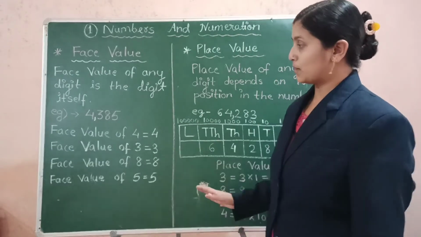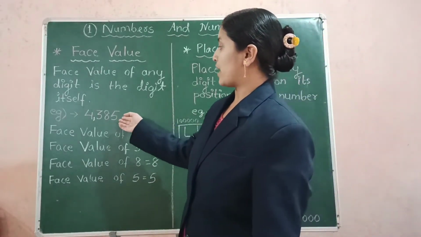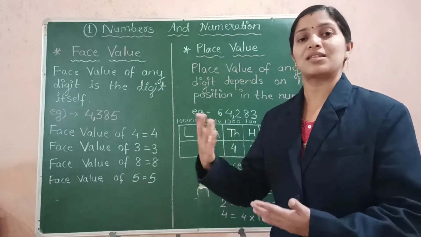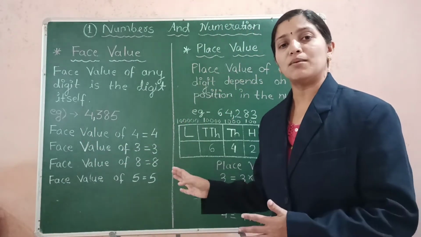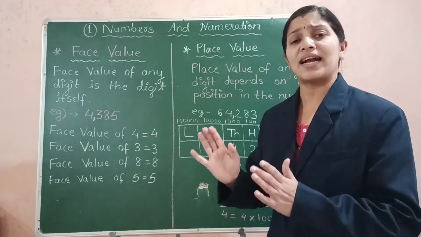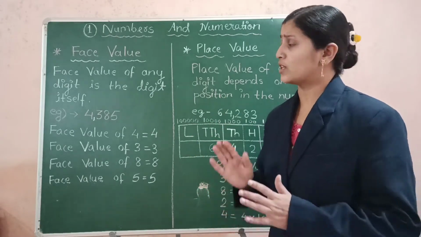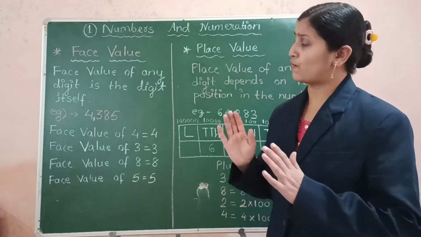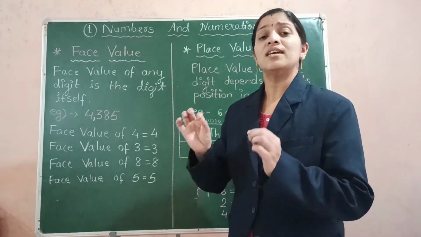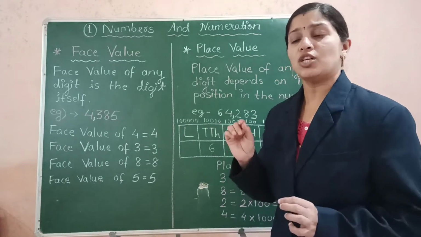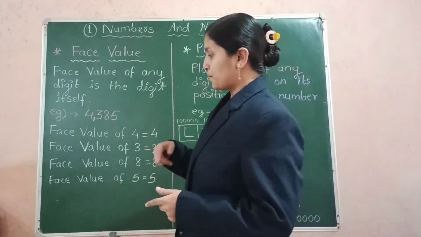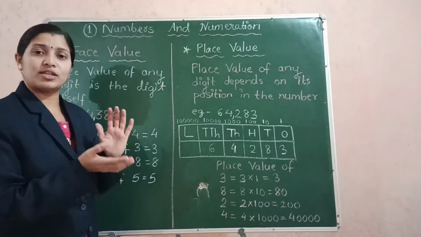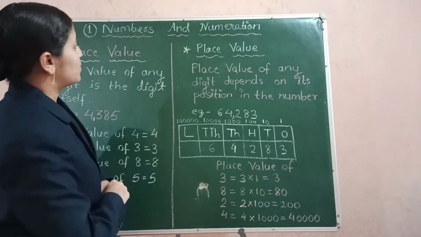So whatever be the position, even if this 5 changes its position, it goes to tens, hundreds, thousands, lakhs, the face value of that number will always remain that digit itself. The face value of any digit does not get changed. The face value of that digit is that particular digit only. Now, once we see the place value, then you will get an idea about the difference between these two.